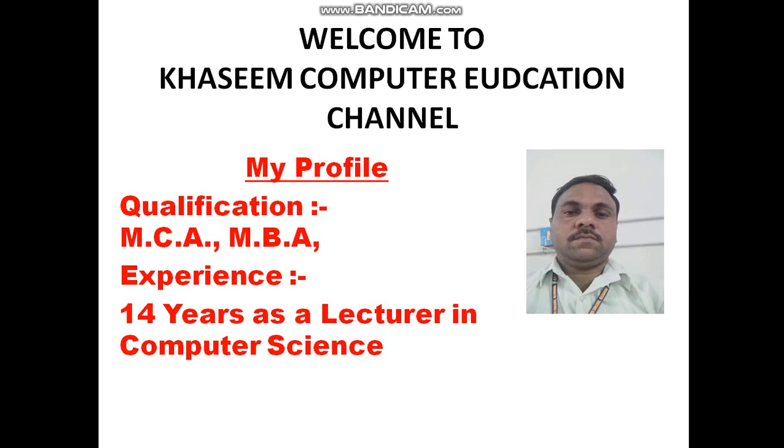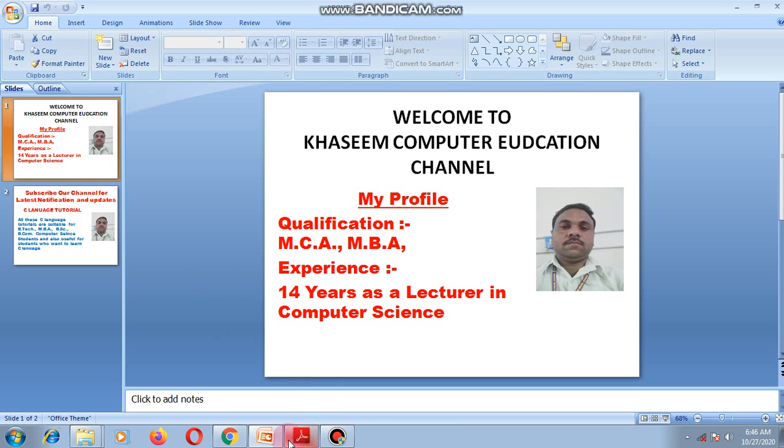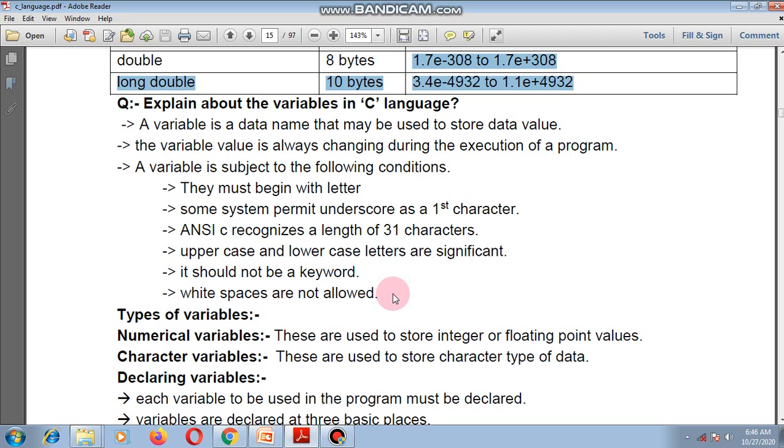So today our topic is variables in C language. Okay, let us start. By seeing this video, you can understand what a variable is, what the types of variables used within C language are, how the variables are declared and assigned, how the data can be printed on the screen, and how to read the value from the keyboard into variables. Okay, let us start.